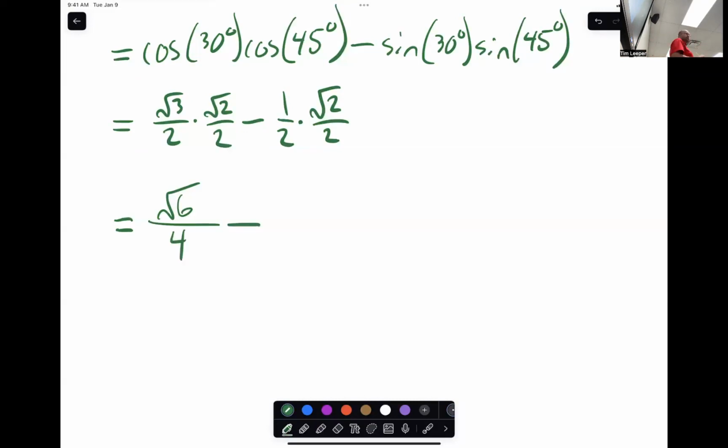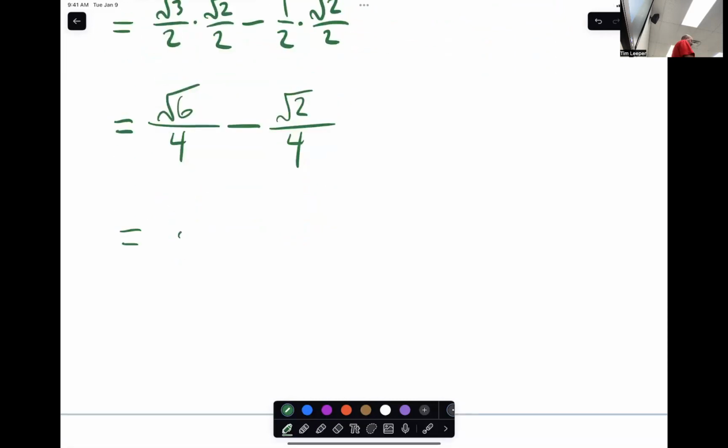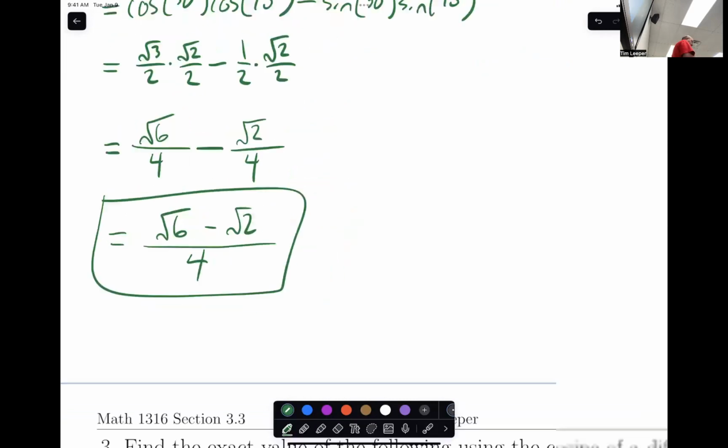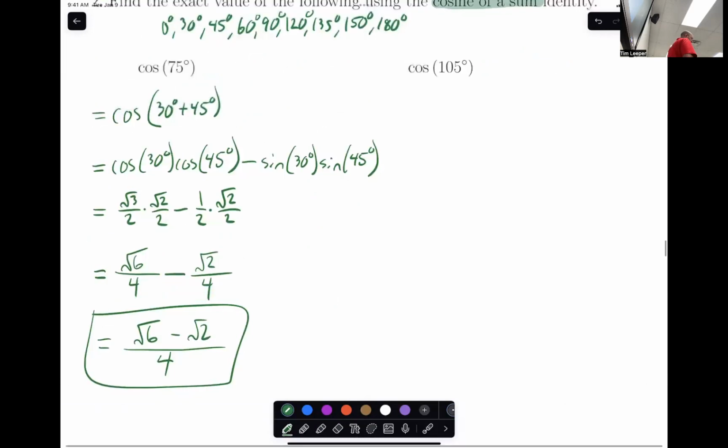And then minus, what about over here? What's 1 times the square root of 2? 1 square root of 2, or just square root of 2. Square root of 2 over 2 times 2? 4. Fantastic. Now notice that the denominators are the same, right? Means we can combine them as square root of 6 minus square root of 2 all over 4. There you go. We now know that the cosine of 75 degrees is square root of 6 minus square root of 2 all over 4. And we now have an exact value for cosine of 75 degrees.